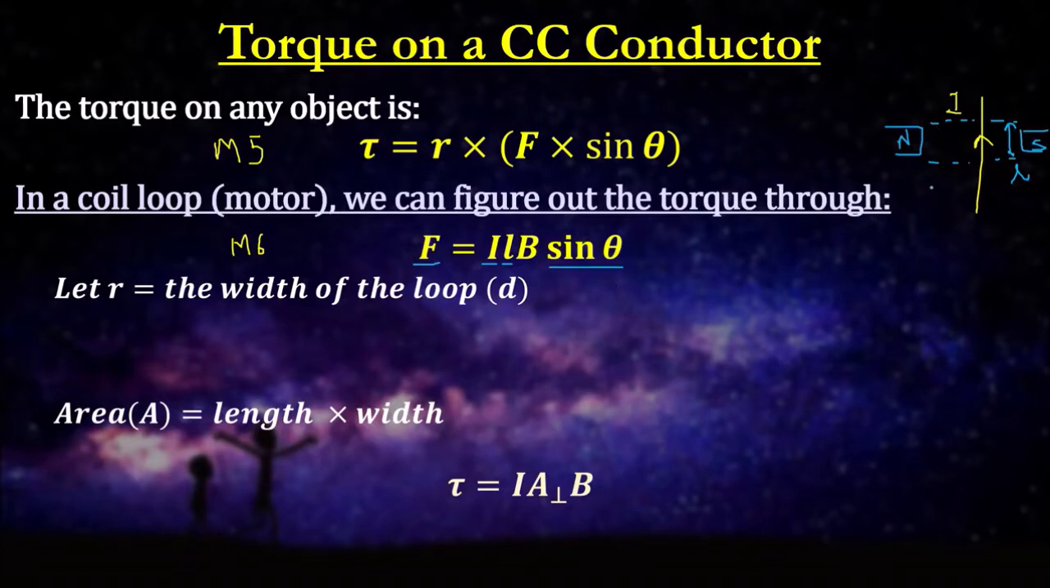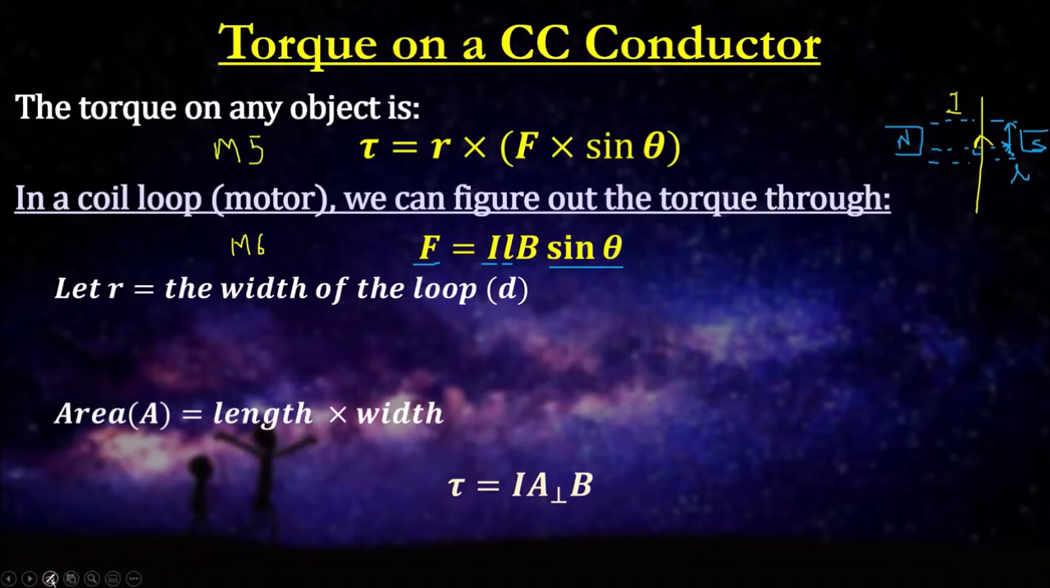Sine theta. Sine theta is just where our current carrying conductor is being exposed to the magnetic field. In this case, because it's just cutting straight across my B field, it is at 90 degrees to the magnetic field.